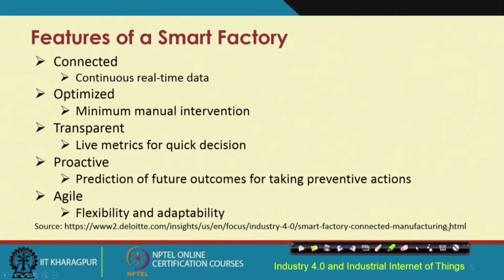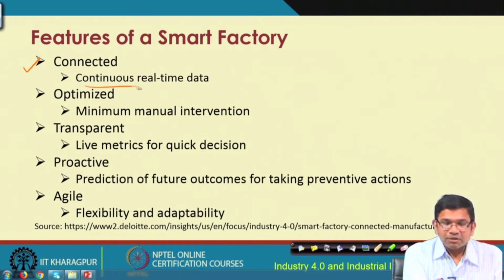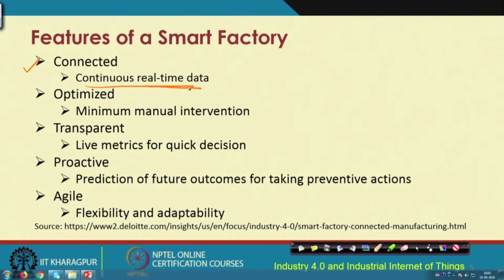So, in terms of the features of a smart factory, these are some of the different features. In a smart factory we are talking about connected devices which are going to send a lot of data in real time continuously. Optimized components and optimized data, without any human intervention or with minimal human intervention, is a characteristic of a smart factory.